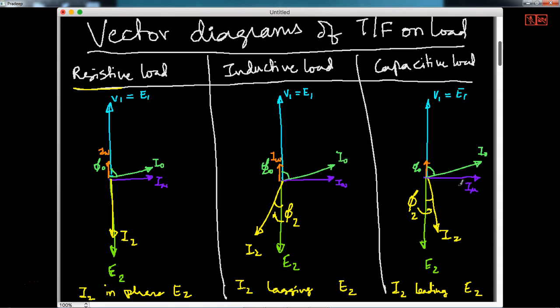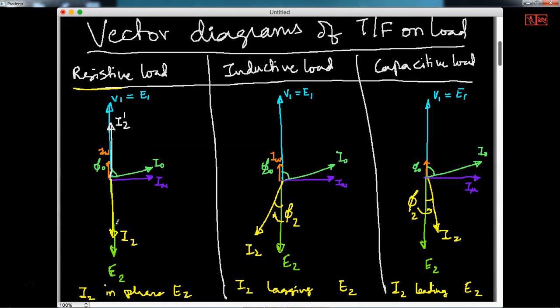Now, corresponding to I2, I2 dash will be there. From the calculation, dividing by N1, N2, I can get I2 dash. Because V1 and E1 are above, I take exactly 180 degrees opposite and get I2 dash. So let me use a brighter color. This one is I2 dash. The length of I2 dash is determined by the ratio of the number of turns, the formula we just wrote.